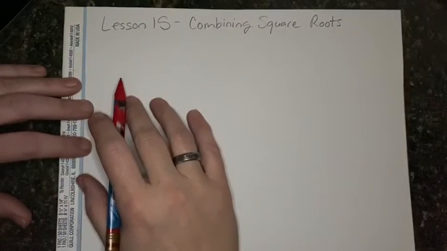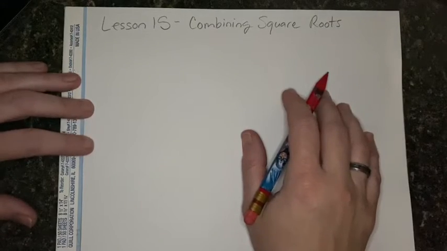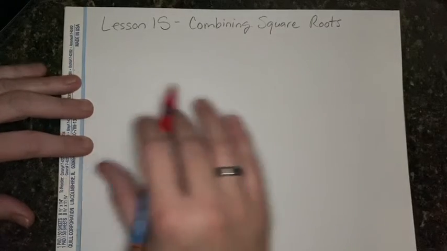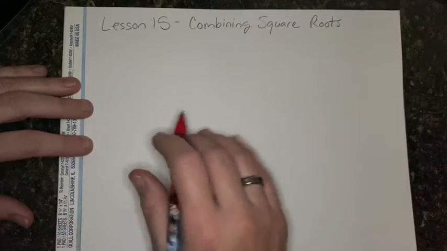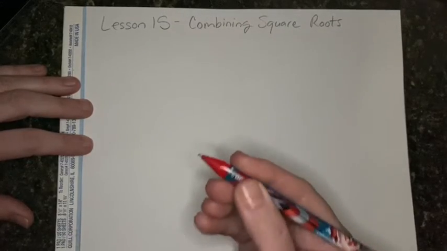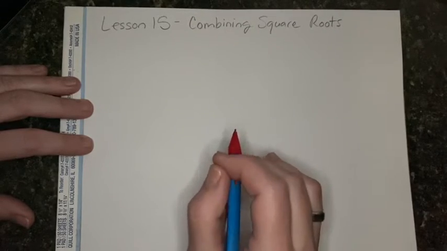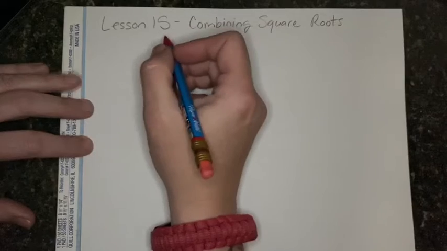Lesson 15 is all about combining square roots. What that means is that we can combine square roots the same way we combine all other variables, but we can only combine square roots that have the same number under the radical sign. They have to be like numbers.